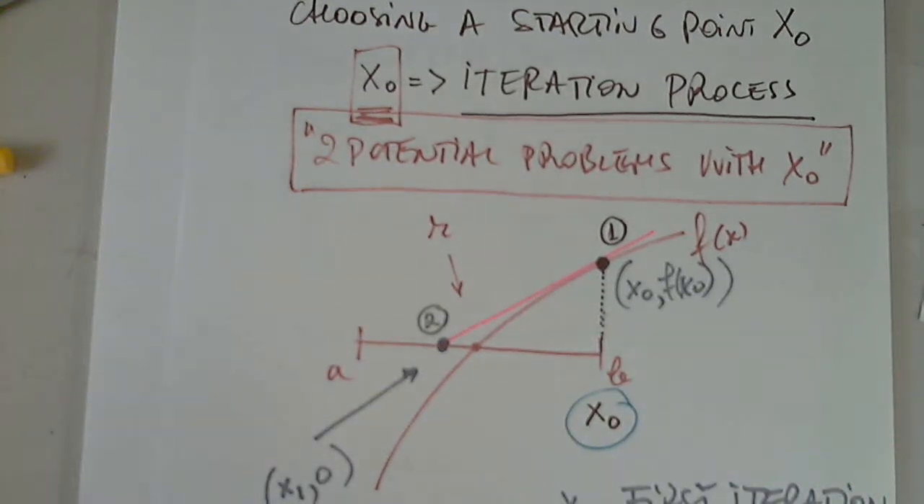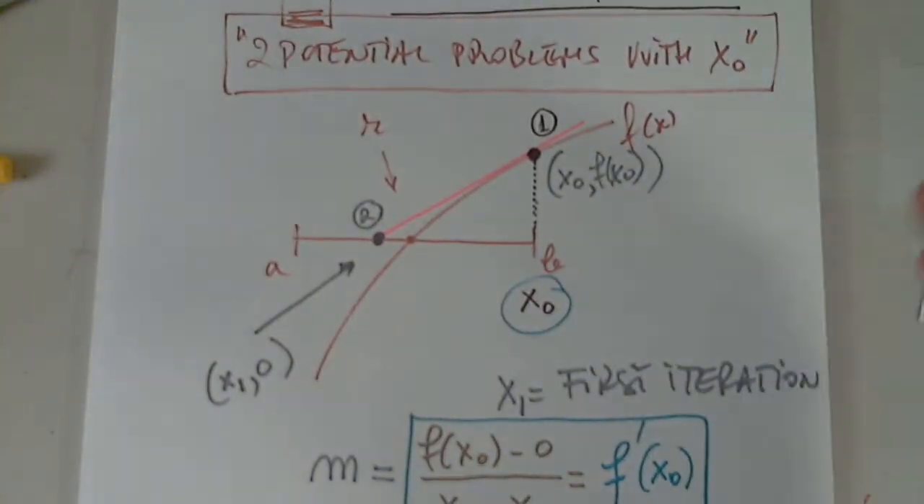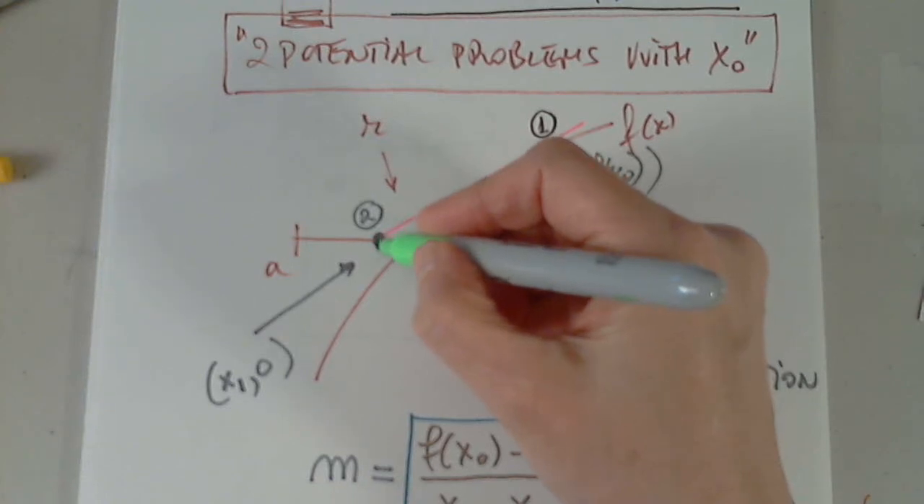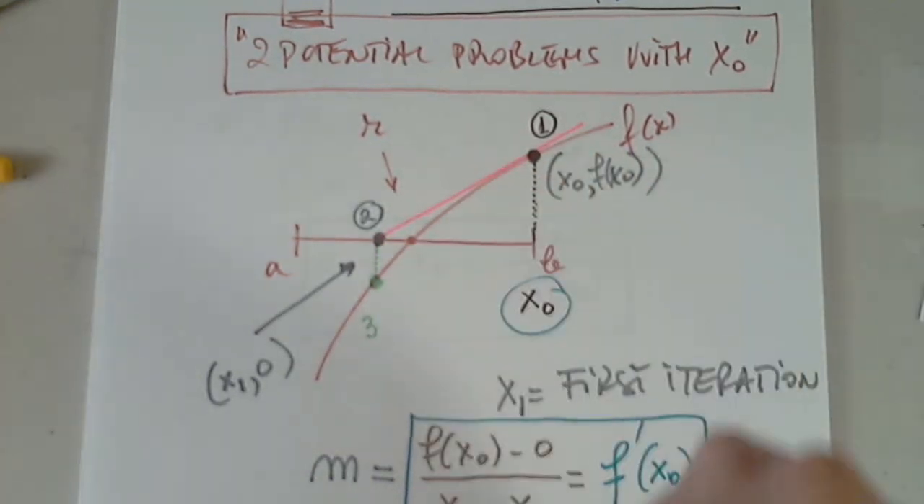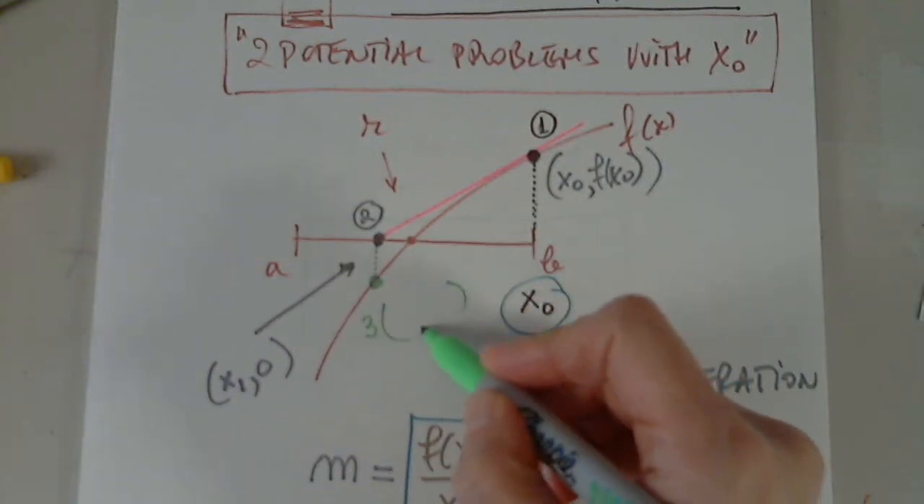Okay. Stay with me. I have one more step here. I continue the process. And here's what I do. I draw a vertical line. I create point 3. Can anyone give us the coordinates of point 3?